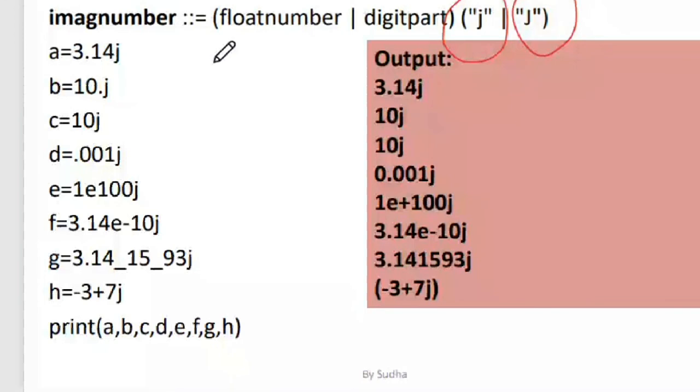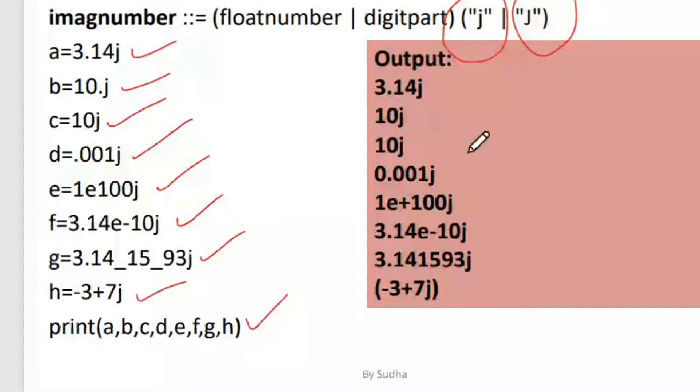I'm saying 3.14j, then 10.j, then 10j, then 0.001j, then 1e100j. These are all the representations of your complex number or imaginary literals. You can also do this, and all these are the outputs that you get from this.